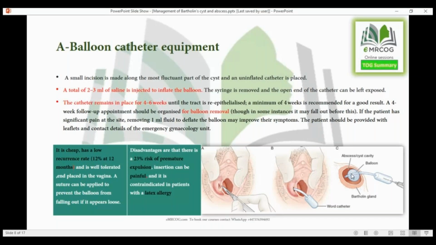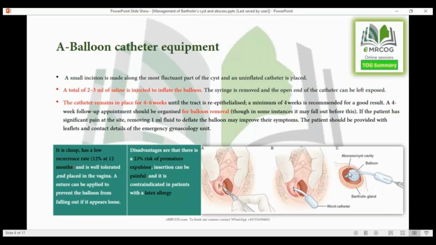Okay, what is the function of this balloon? The balloon works by obliterating the space. This is one. Number two, it's going to help us make epithelialization of the inside of the cyst, so that we are going to form a fistula. Okay, this is an iatrogenic fistula. We need this iatrogenic fistula. Why? Because we have a block in the duct. So it's like I'm forming an iatrogenic duct.